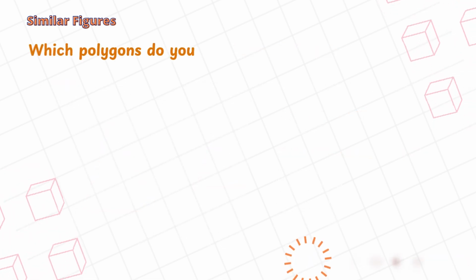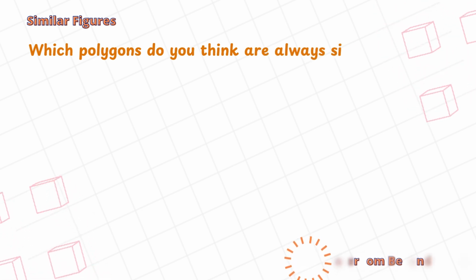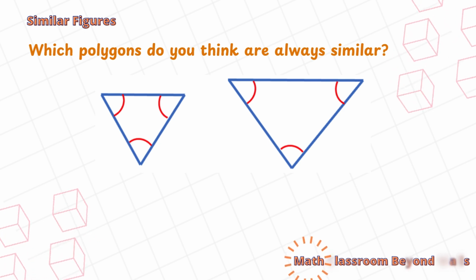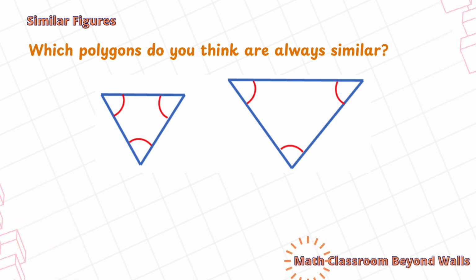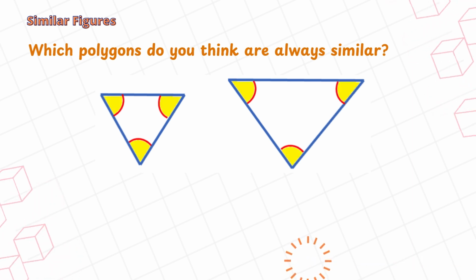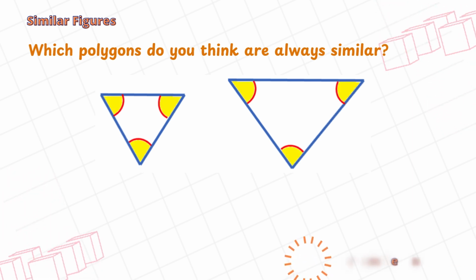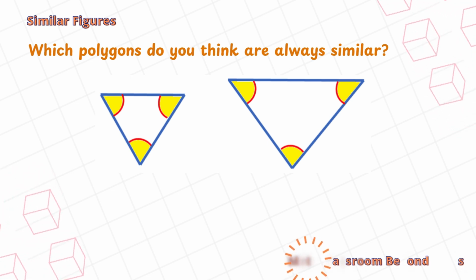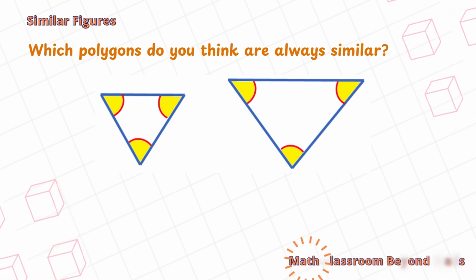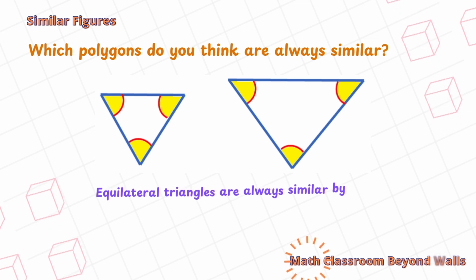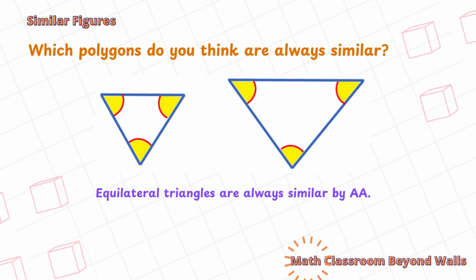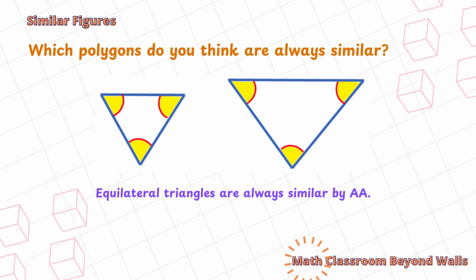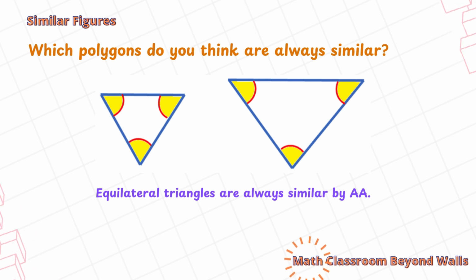Okay, so which polygons do you think are always similar? You are correct. Equilateral triangles are always similar. All the three angles in equilateral triangles have the same measures as shown here. So whether the triangles are large or small, as long as they are equilateral, the first condition for similarity, which is AA, is satisfied. Hence, they are always similar.